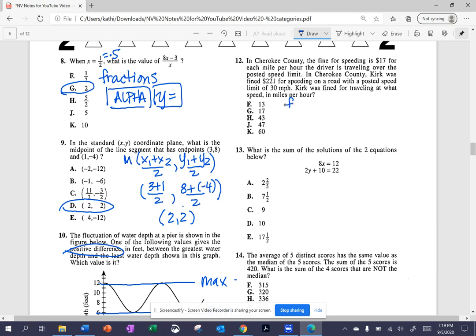So his fine is equal to $17 for the speed minus 30, because 30 is the actual speed limit. So the speed he was going. So the fine was $221, $17. So speed minus 30. We're solving for his speed. So I'm going to distribute the 17.